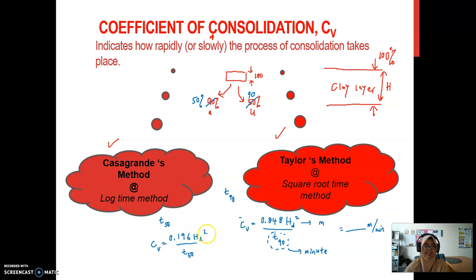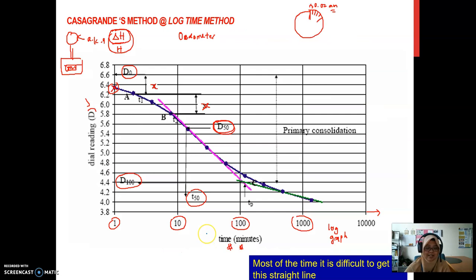Okay, so let's skip this one. I think you already understand this. Note that this is T50 if you use the Casagrande method. So we just read. Here maybe this is 10.5 minutes because this is a log graph. So I believe 11 is here. So maybe 10.5 minutes.